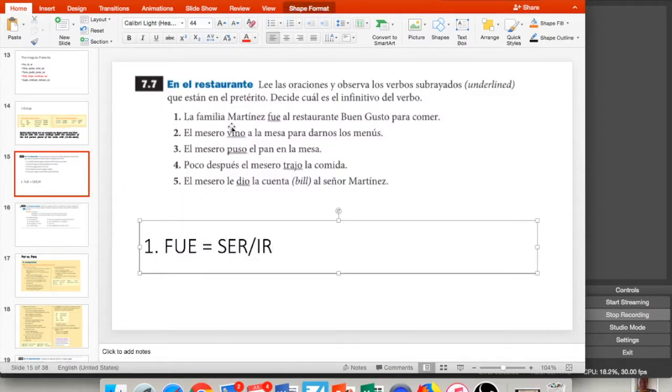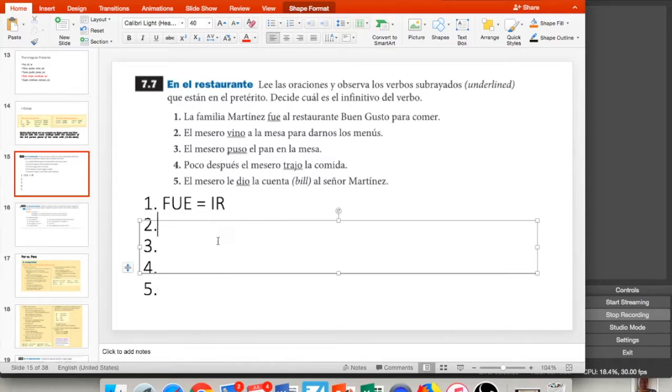So la familia Martinez, the Martinez family, fue al restaurante Buen Gusto para comer. They went to Buen Gusto restaurant in order to eat. So if I want to say they went, this is the past tense of ir to say that the family went. La familia fue. Go ahead and pause me and try the rest of these, please.